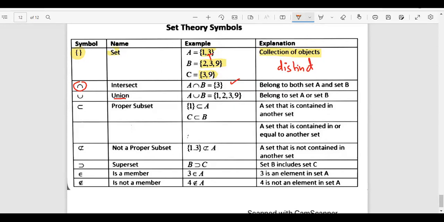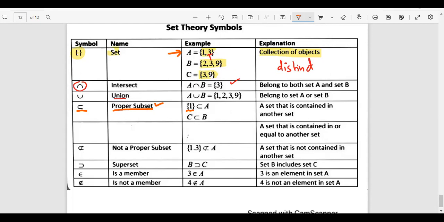This is the symbol for proper subset. A subset is basically a set that is lying in a set. For example, in A I have 1 and 3. If I want to talk about the subsets of A, 1 would be a subset of A, this 1, right? This 1 can also be written as a set and it would be a subset of A.